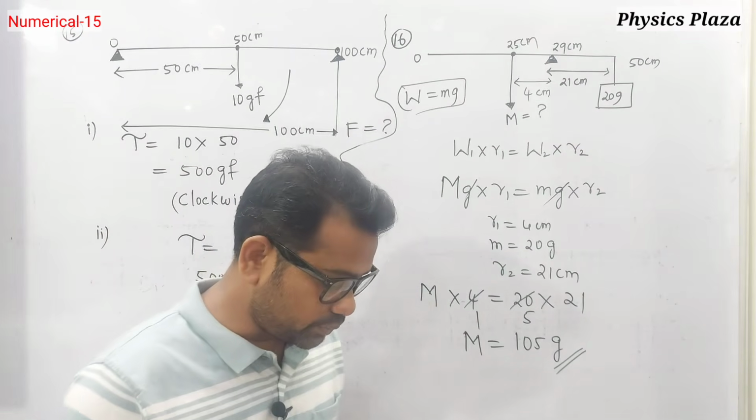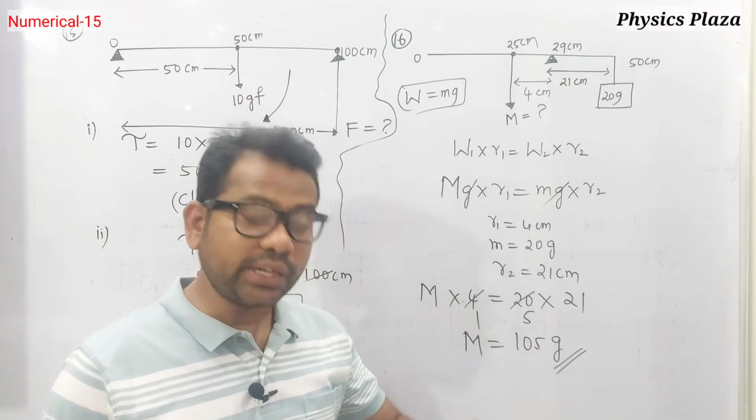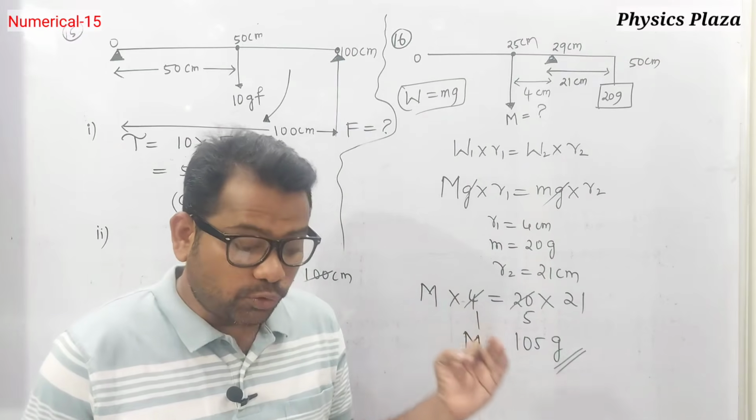Now the third part is there, children. In which direction would the balancing point shift if the 20 gram mass is shifted inside from its one end?